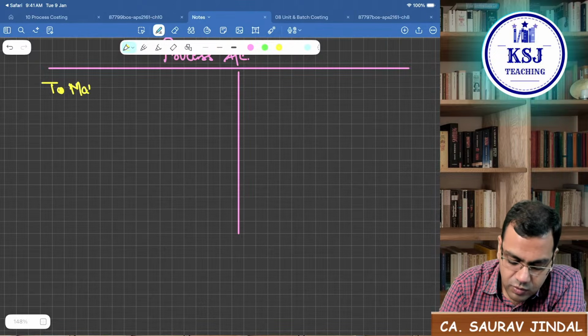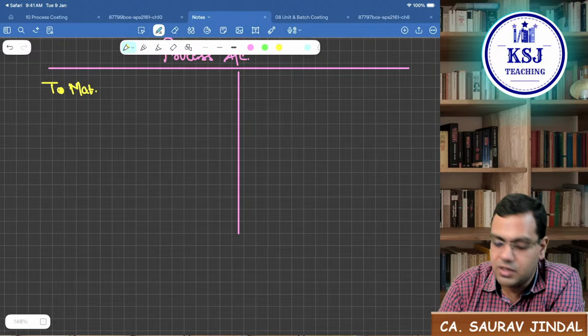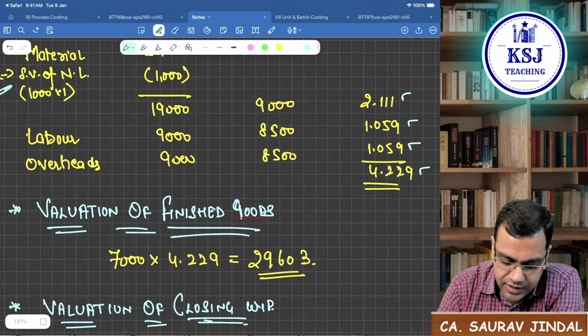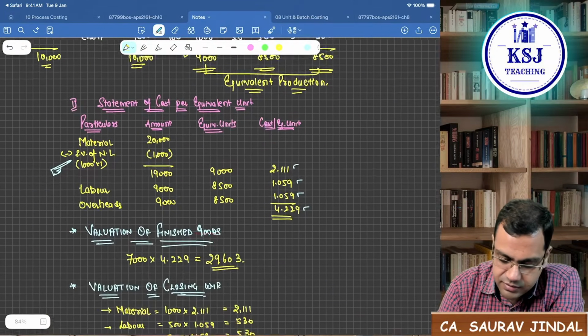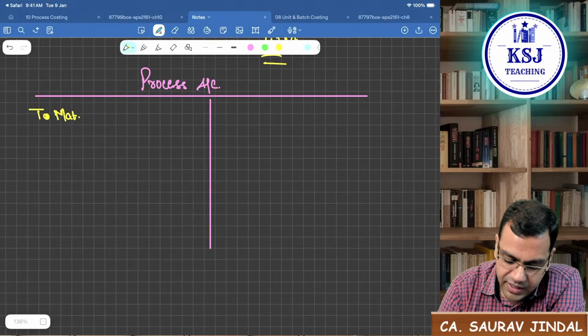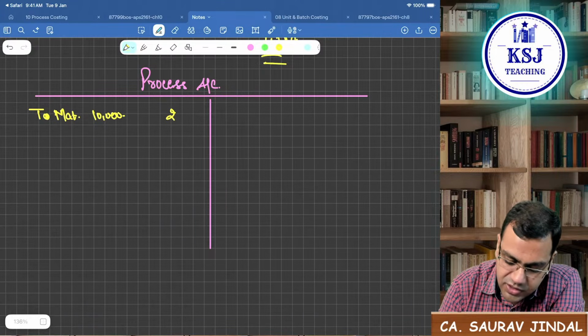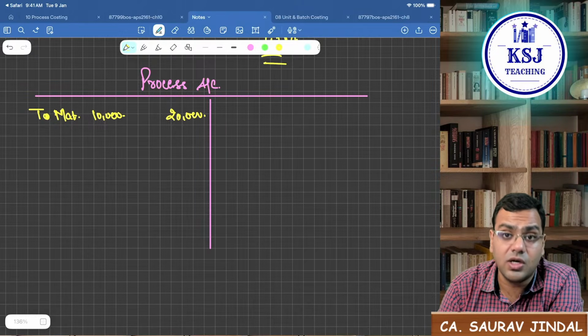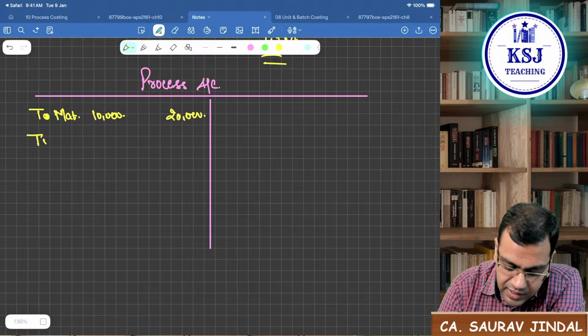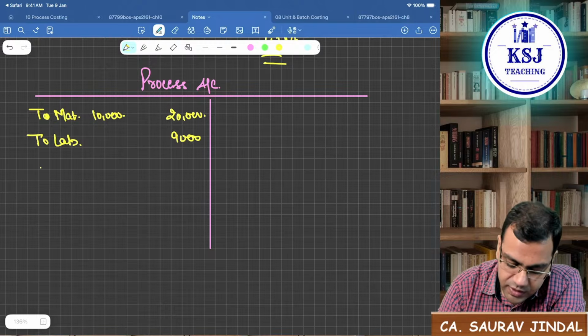You will take here to material. What is the material introduced here? That is, input is 10,000. So you will write here material 10,000. What is the value of that material? That is 20,000 rupees. That is the cost of material. Then labor cost. What is the labor cost incurred? That is 9,000. What is the overhead cost incurred? That is 9,000.